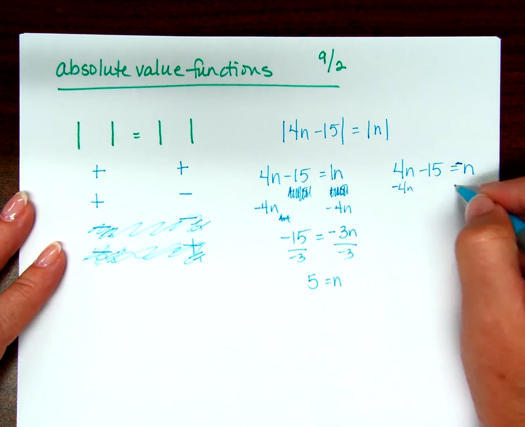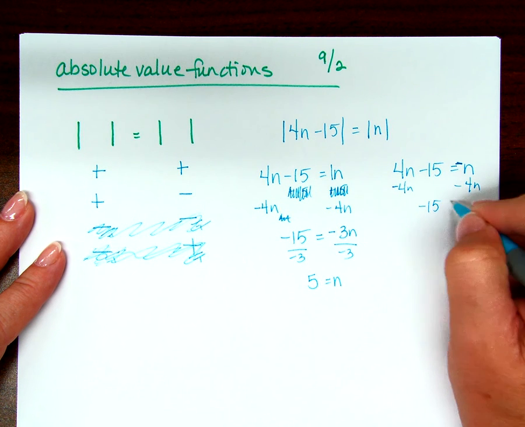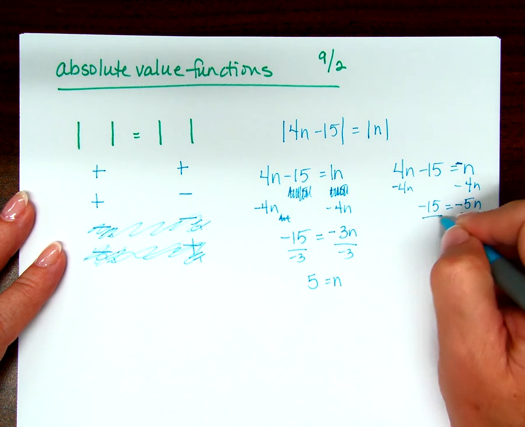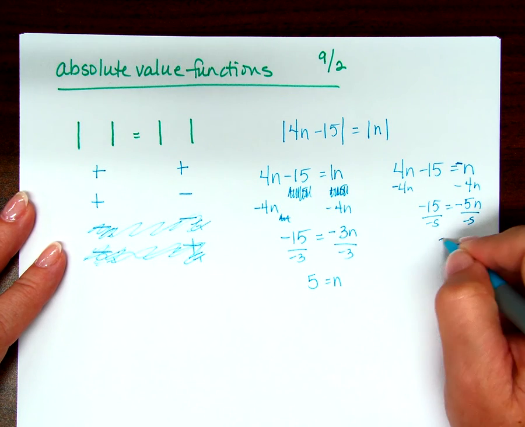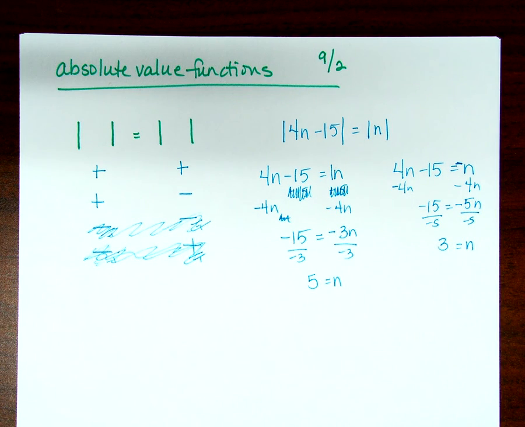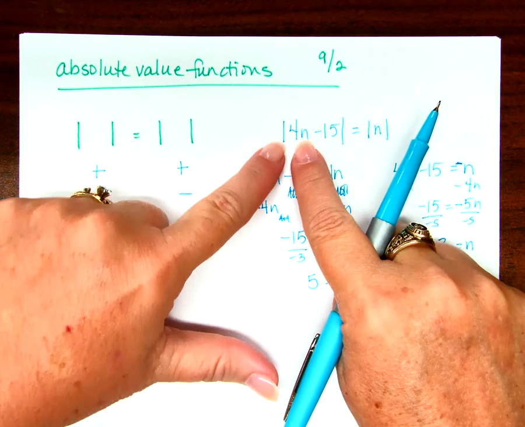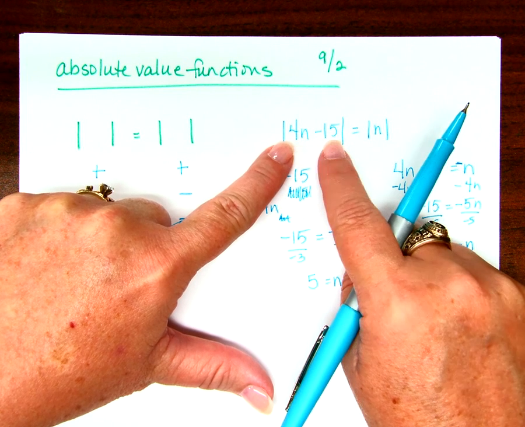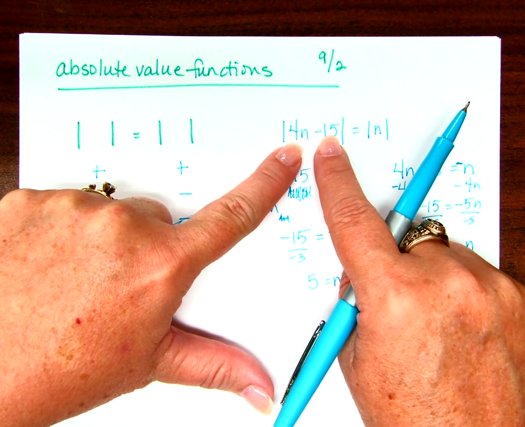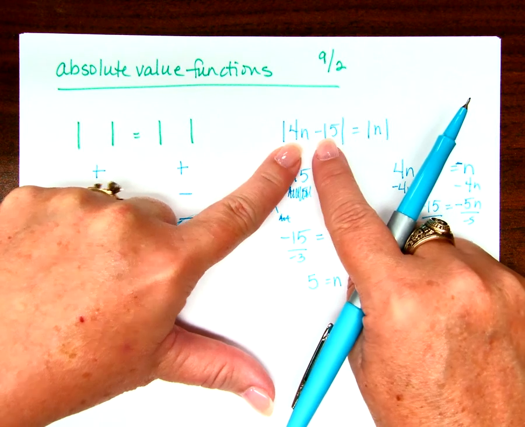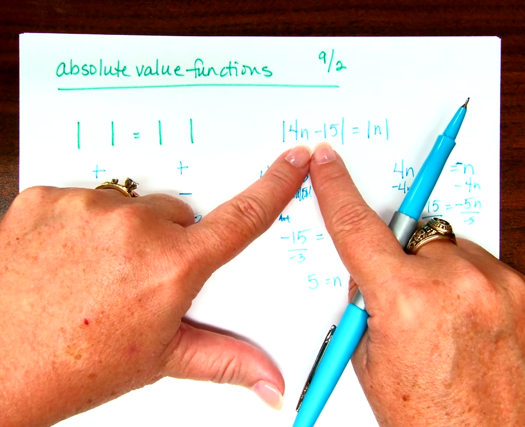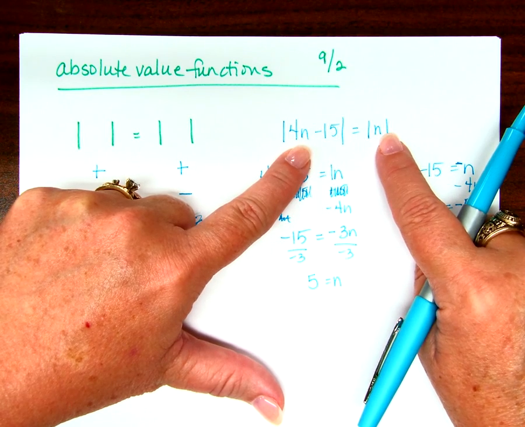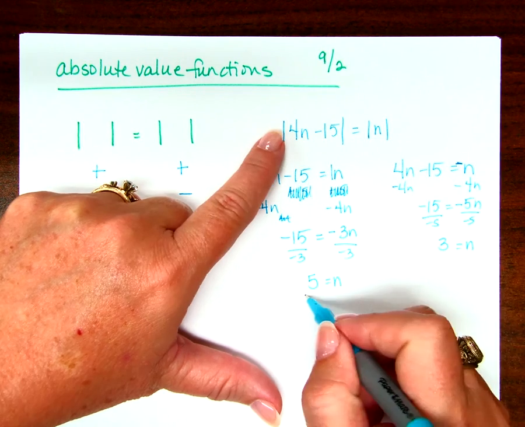What about this one up here? Subtract 4n again. -15 equals -5n. n equals 3. Are they right? 4 times 5, 20 minus 15. 5. What's the absolute value of 5? 5, right? And then this is just 5. Absolute value of 5 is 5, so 5 equals 5. Is this right? Yes. Okay.